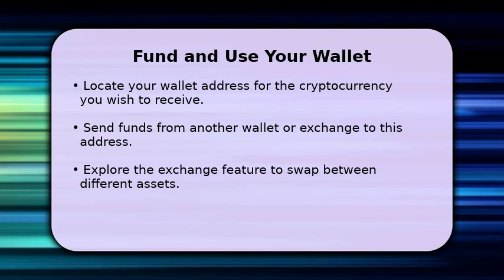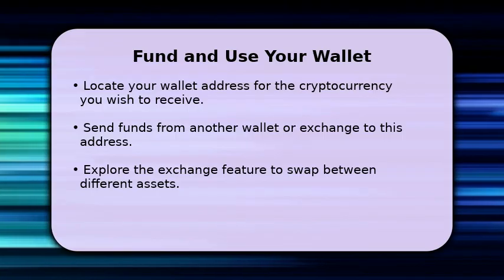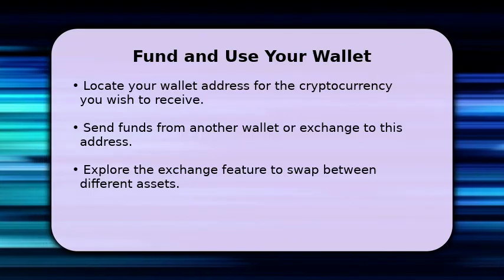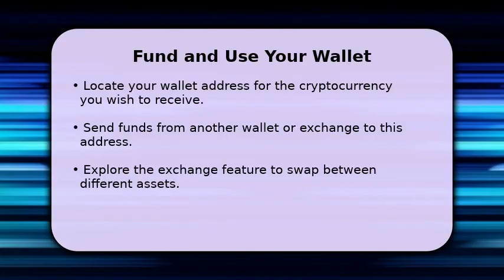With your wallet set up and secured, you're ready to fund it. To receive cryptocurrency, select the asset you want, then find your unique receiving address. Copy this address and use it to send funds from another wallet or an exchange. Exodus also offers an integrated exchange feature, allowing you to swap between over 300 different cryptocurrencies directly within the application. You can easily track your portfolio's value and performance right from the main dashboard.